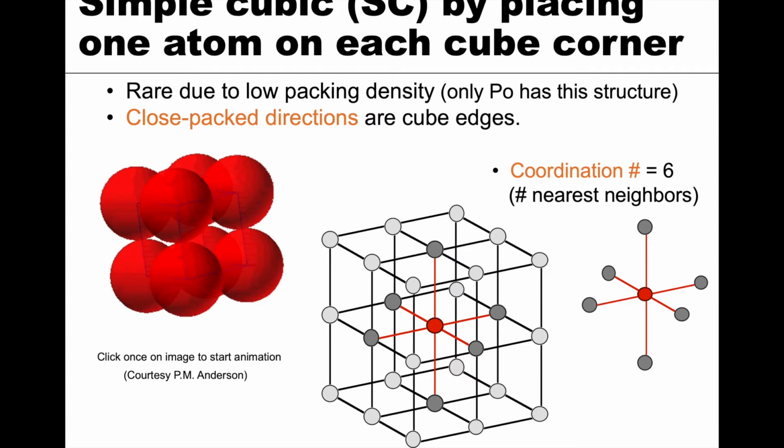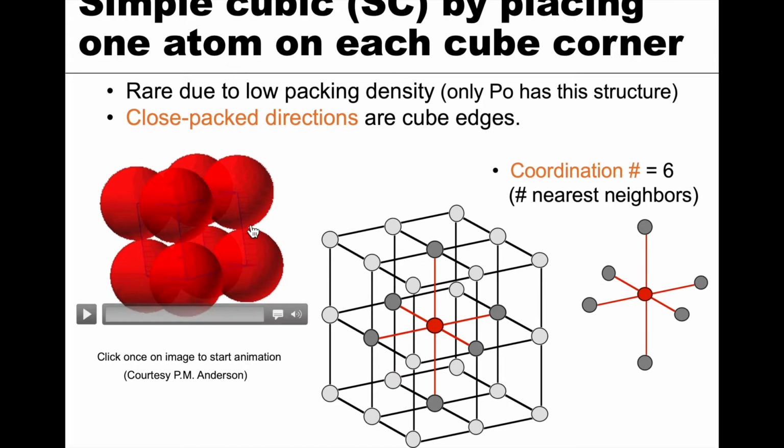So a little bit about the structure. This is actually incredibly rare. We don't see metals very much with this packing, and we don't see it because it tends to have really low packing density. So it's not very stable. The only element that has the structure is actually polonium, Po, which is radioactive and obviously not a very useful material for the most part.